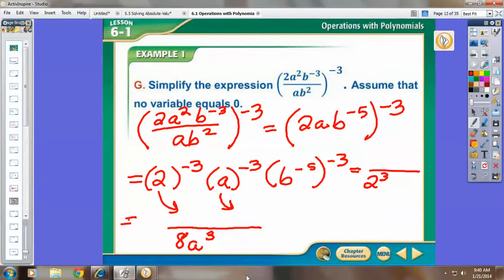Now in the b's, we would take negative 5 times negative 3, which is really a positive 15. So it would be b to the positive 15. Will that go to the denominator? No. That's going to stay in the numerator, it's not negative. B to the positive 15.